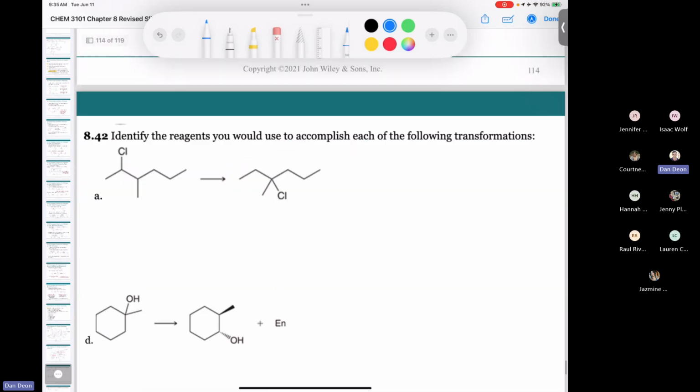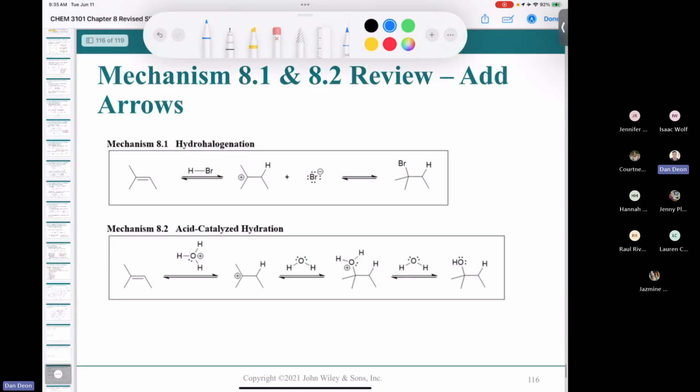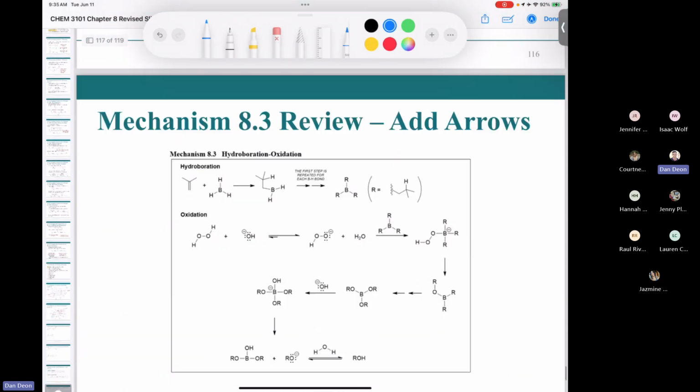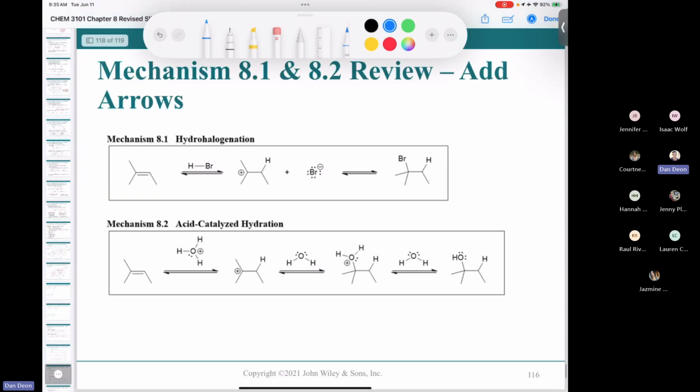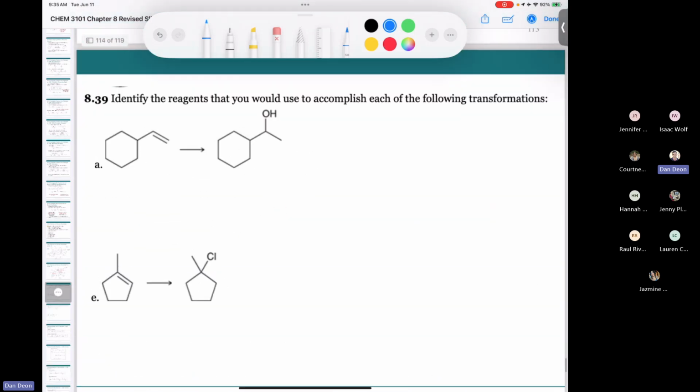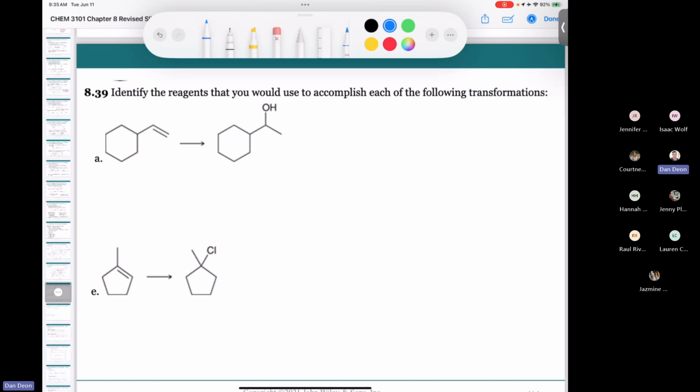So we're these two, and then I have these ones, and then this is just a review of the mechanism. I'm not going to spend any time on this because I went over it in depth with you, which mechanisms are important and which ones aren't. But for this one here, if I go from here to here, is this a Markovnikov addition of water across that double bond or an anti-Markovnikov addition of water? Is this reaction Markovnikov or anti-Markovnikov?